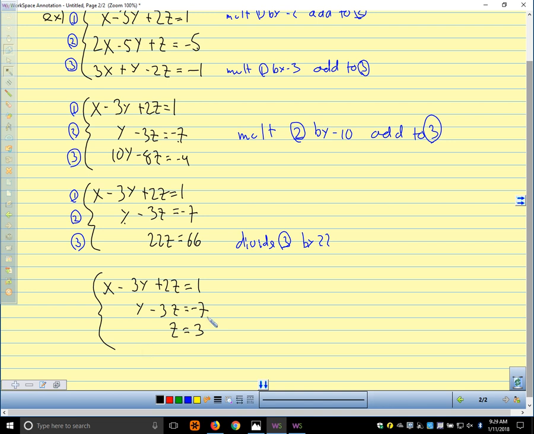And then I plug Z into the second equation, and that tells me that Y equals 2. I plug Z equals 3 and Y equals 2 into the first equation, and I get that X equals 1. And my solution is the ordered triple 1, 2, 3. So instead of an ordered pair, we get an ordered triple.